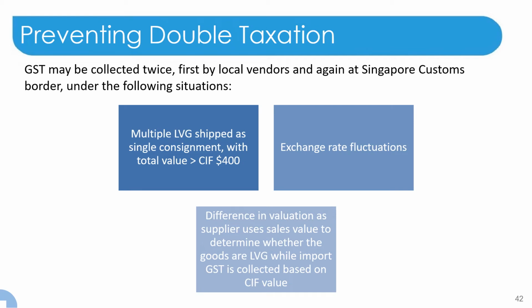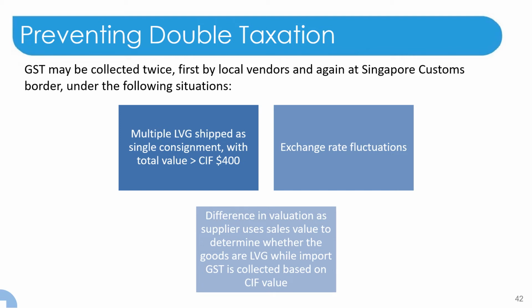Lastly, local vendors are required to use the sales value of the goods to determine whether the goods are considered LPG, which excludes insurance and freight costs. However, the customs value is based on the cost, insurance, and freight (CIF) value at the time of importation to determine whether the import exceeds the GST import relief threshold of $400.